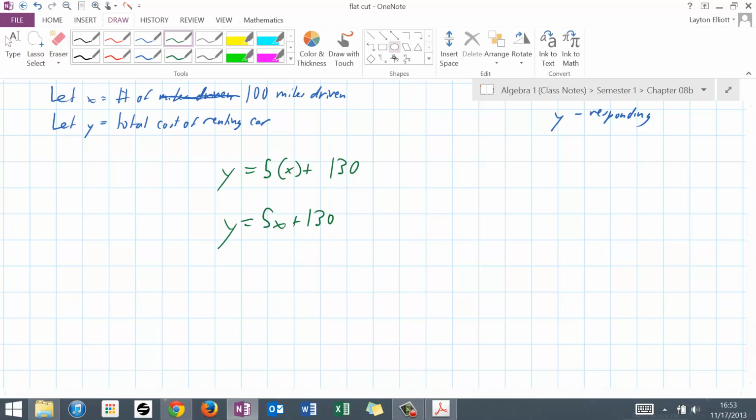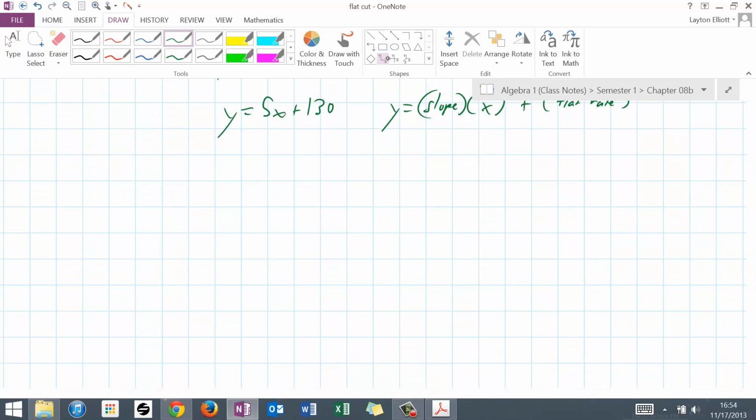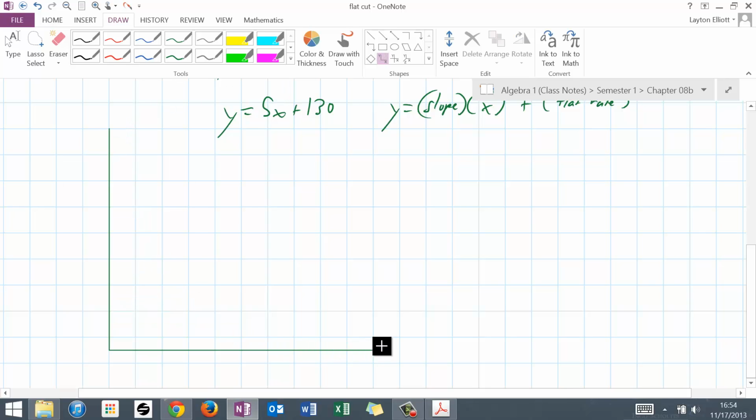Now, this is slope-intercept form. So what I can say is y is equal to slope times x plus my y-intercept, which occurs when x is 0, so that's like a flat rate. This is another way of thinking about slope-intercept form. Then it wants me to draw a graph. And like most graphs that we're going to do, this is going to be a one-quadrant graph, meaning everything from x to y is positive, so I'm only going to draw the first quadrant.